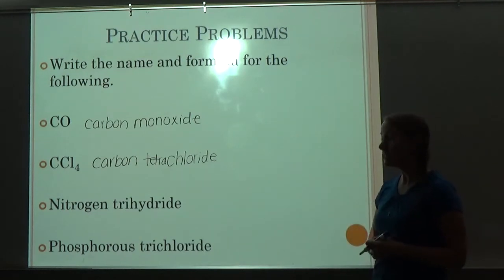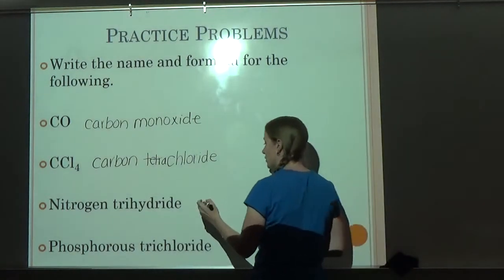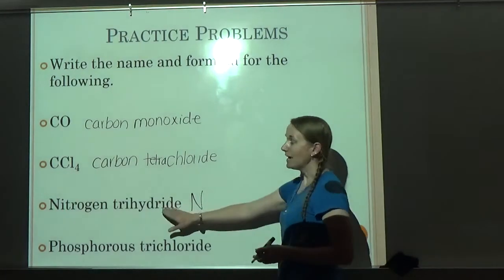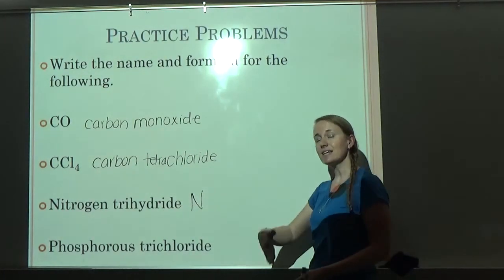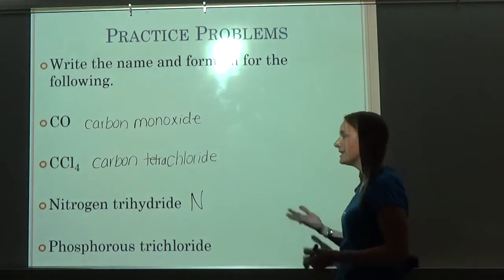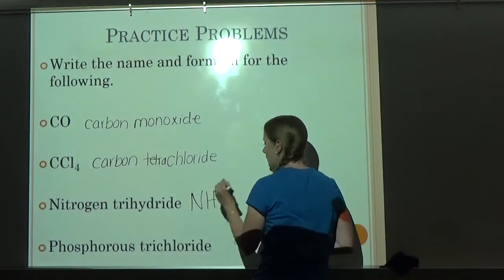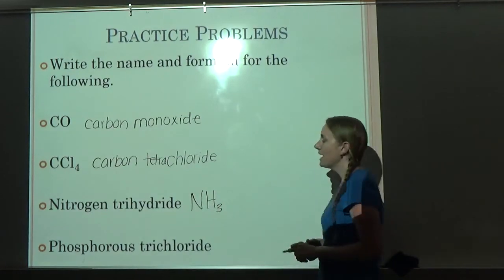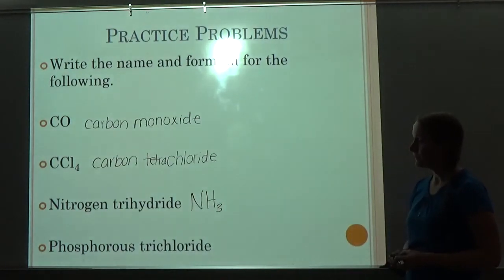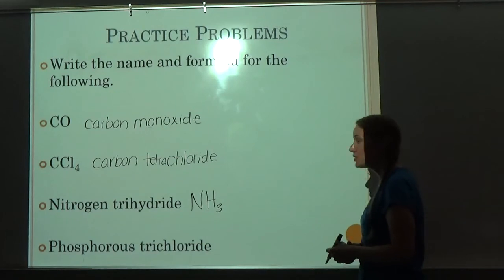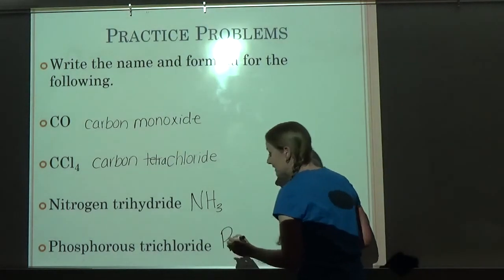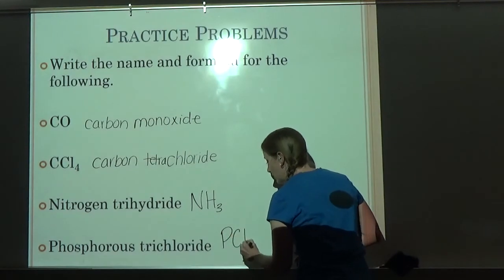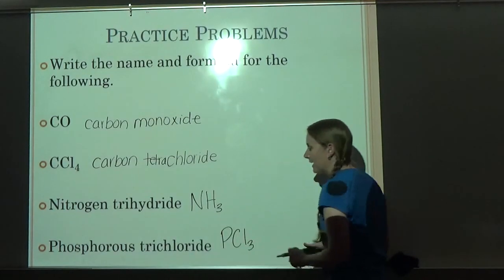Our next one is nitrogen trihydride. So nitrogen is just N. Since there's no prefix, I can assume there's only one. Hydride is just H. Oxide is O, nitride is N, hydride is H. It's just hydrogen. So since it's trihydride, I need 3 hydrogens. So it's NH3. And the last one is phosphorus trichloride. So phosphorus is P. Since there's no prefix, I can assume there's 1. Chloride is Cl. And since it says tri, I know that there are 3.